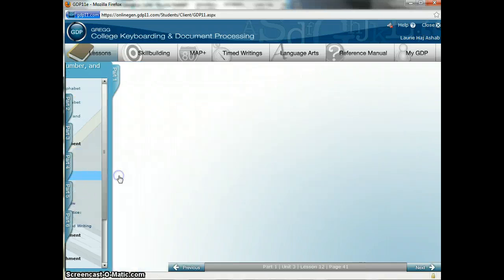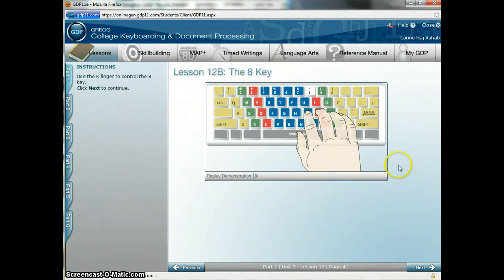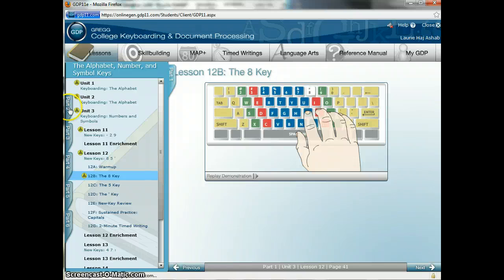The first new key is the number 8. The 8 you're going to be reaching up with your K finger. So it's 8, go back to your home row, 8, 8, 8. Go ahead and practice that reach a few times.